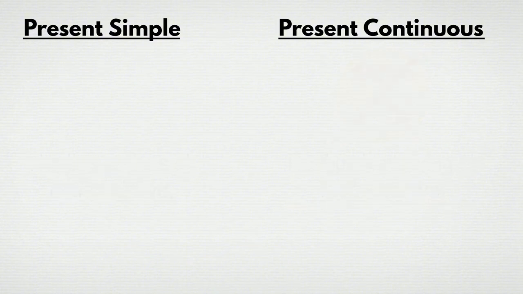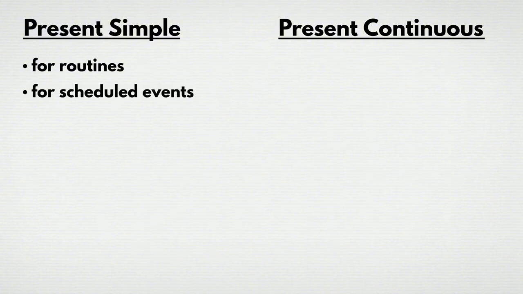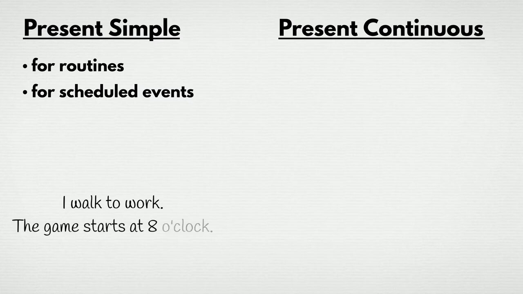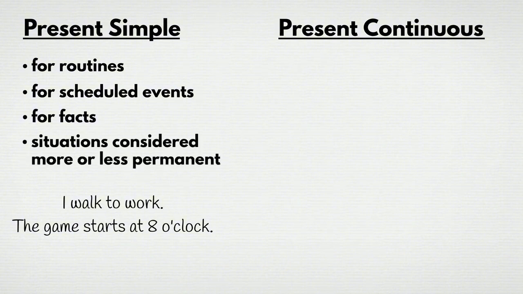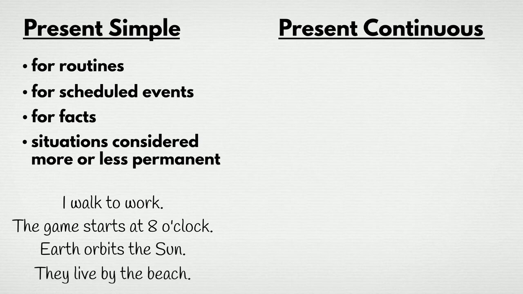Present simple and present continuous are used in different situations. Present simple is used for routines and for scheduled events. For example, I walk to work, and the game starts at 8 o'clock. It's also used for facts and for situations considered more or less permanent. For example, Earth orbits the Sun, and they live by the beach.